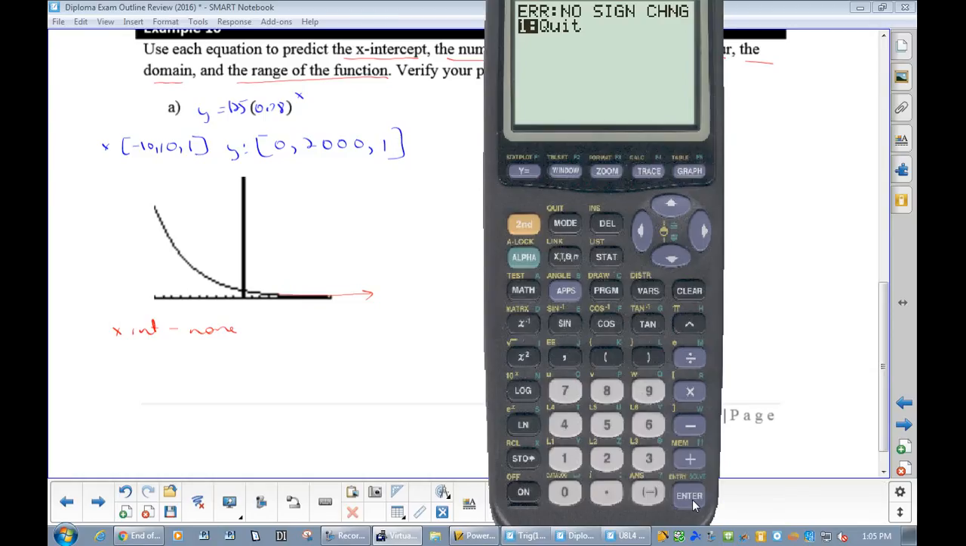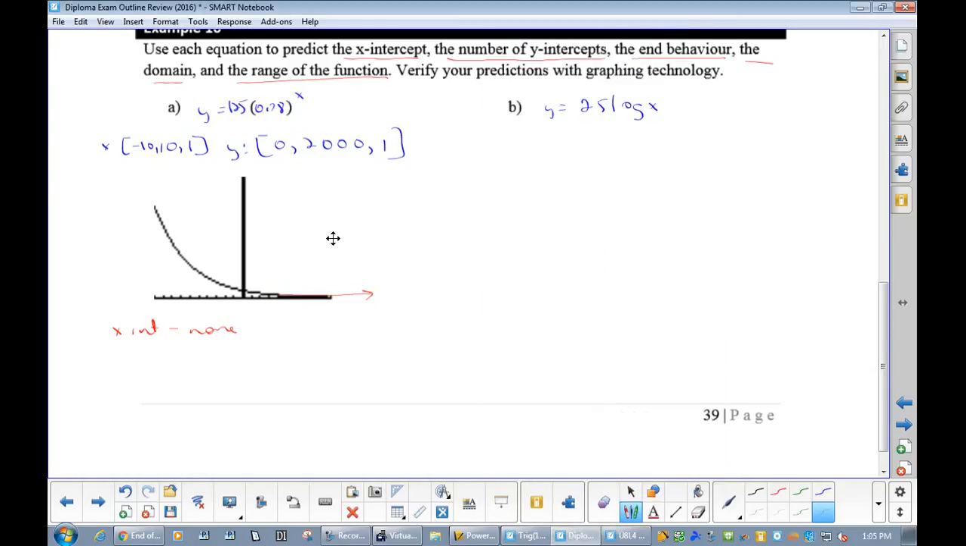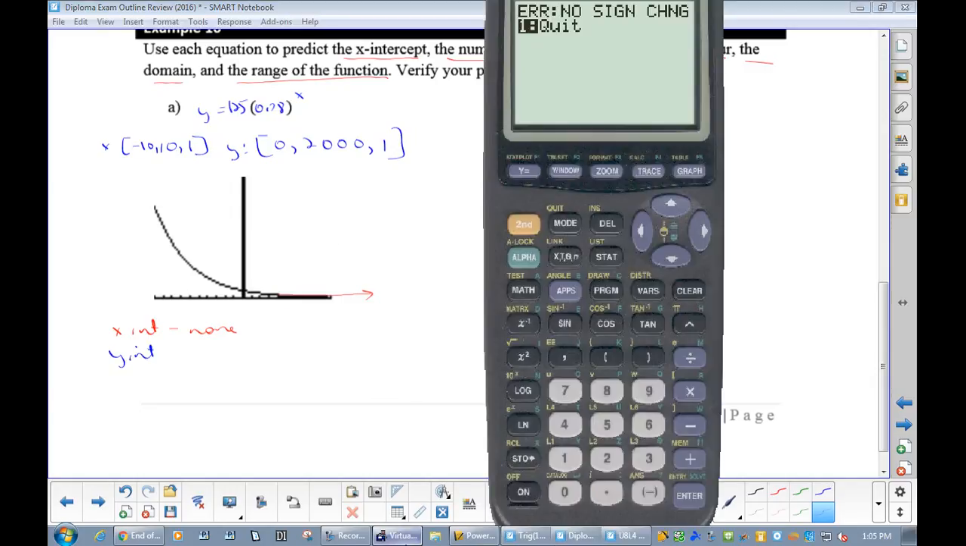So no intersect. Now, what's the y-intercept? How do you find that? Yep, exactly. You don't go second trace. You just go trace, 0, enter. Now, why did I go trace 0?